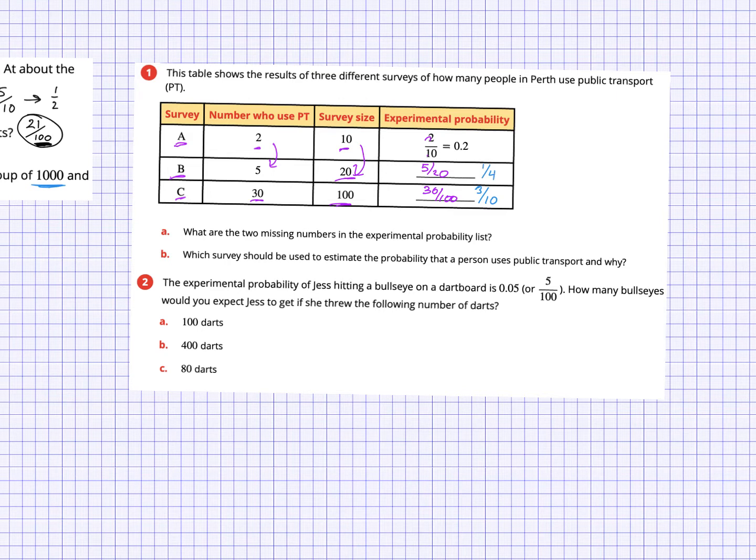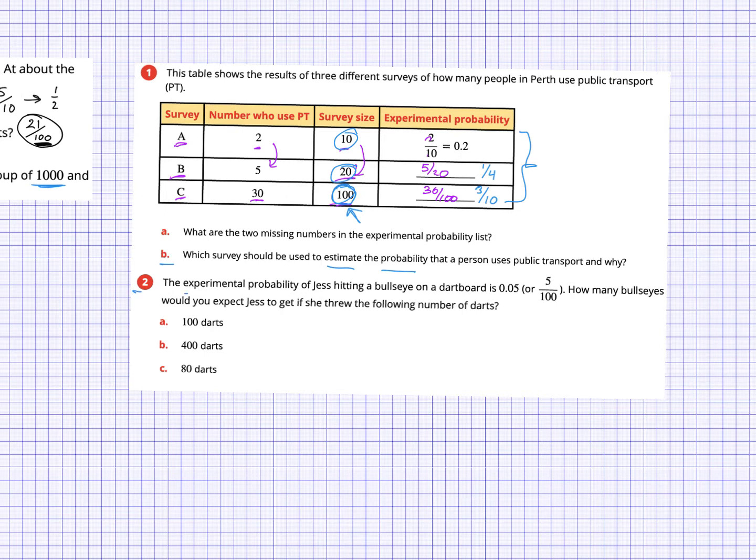All right. B, which survey should be used to estimate the probability that a person uses public transport, and why? Which one do you think is most accurate? Is 10 people enough to talk to, or is 20, or is 100? Hopefully, you agree with me and say that 100 is the most appropriate of these three, but I don't think it's probably accurate based on the numbers of people that use public transport at all. 100 people is just not enough. The more, the better.